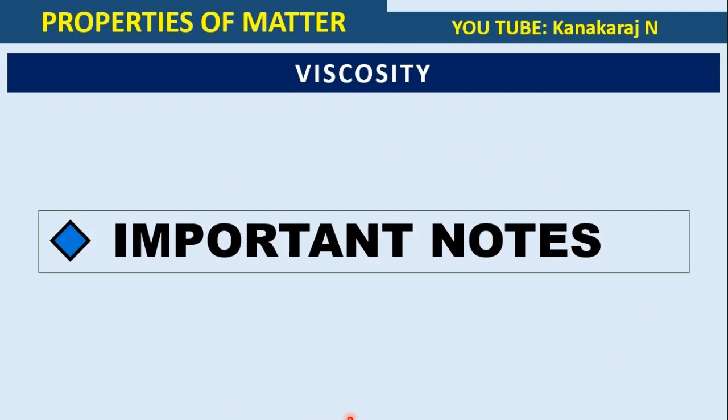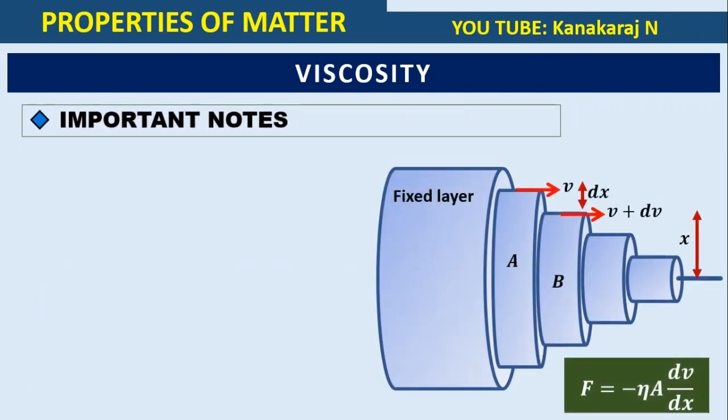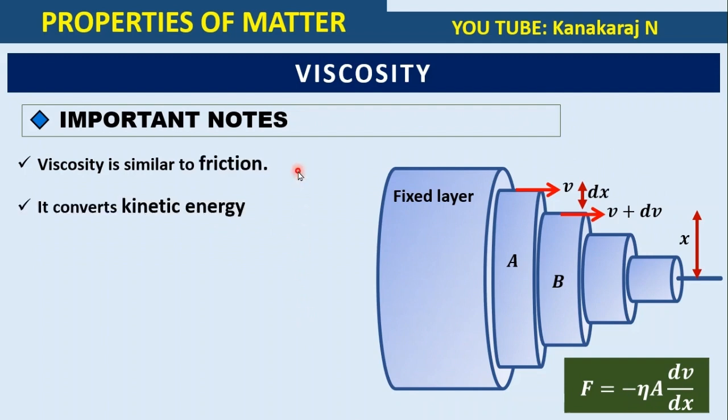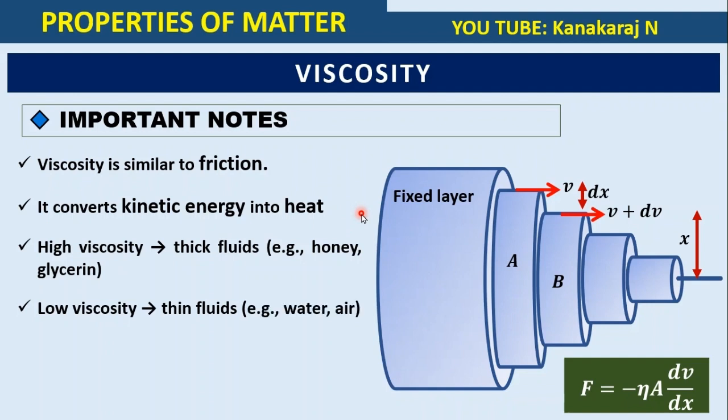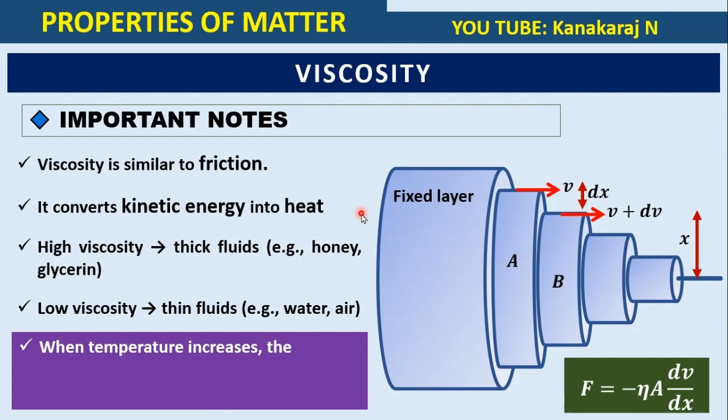Important notes. Viscosity is similar to friction. It converts kinetic energy into heat. High viscosity means thick fluids, for example honey, glycerin. Low viscosity means thin fluids, for example water, air. When temperature increases, the viscosity decreases for liquids but increases for gases.